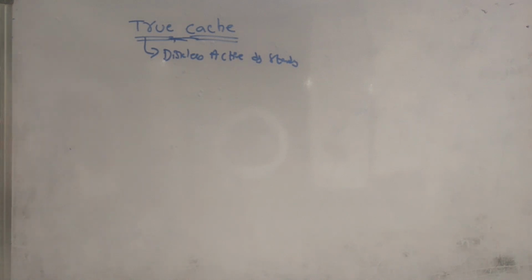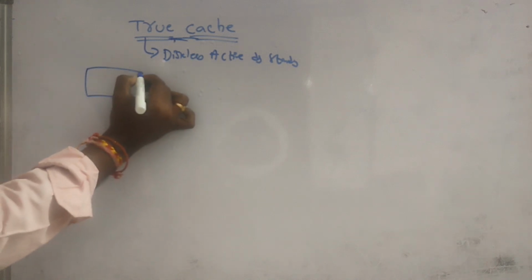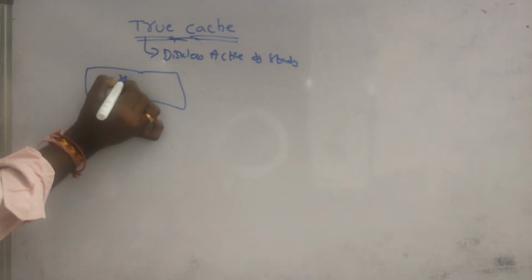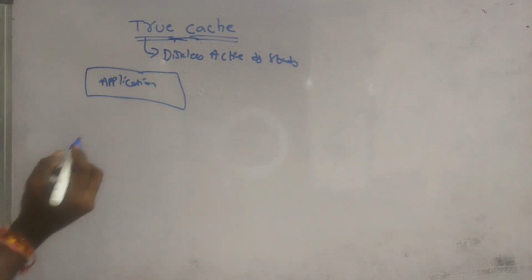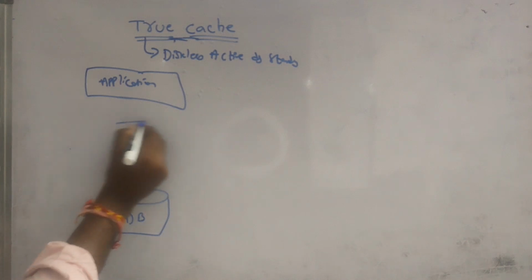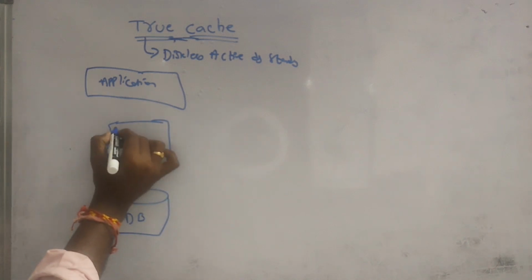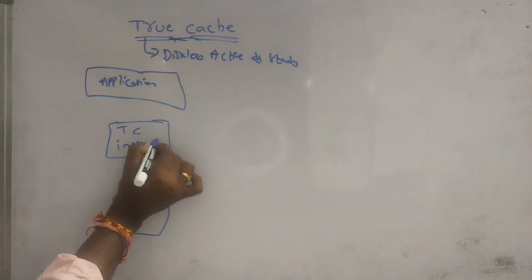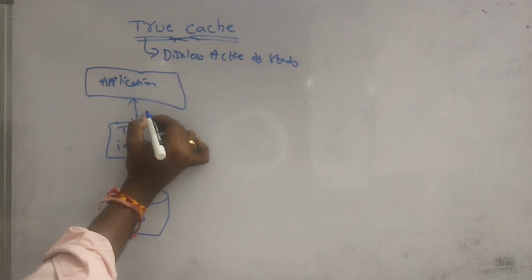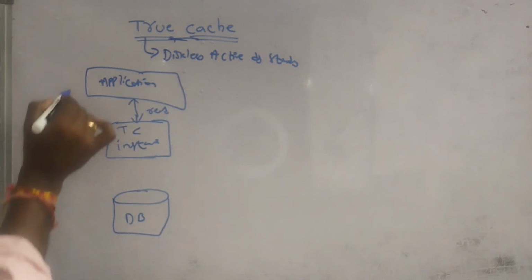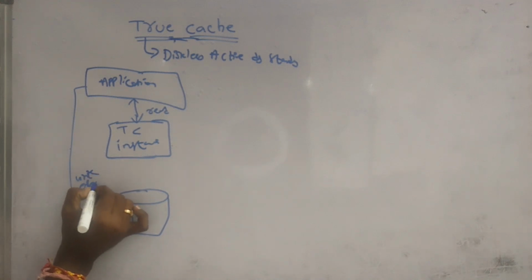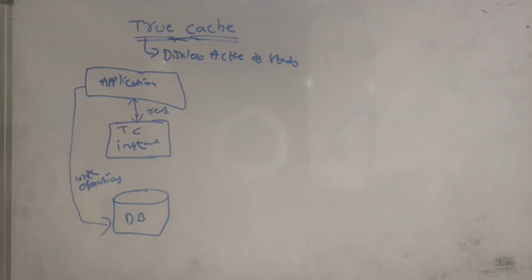So how it looks like, how True Cache is maintained: this is the application, and in between here we have the database. Here we have the True Cache instance. All the read operations will go to the True Cache instance, and write operations will go to the database. So this is how True Cache is.